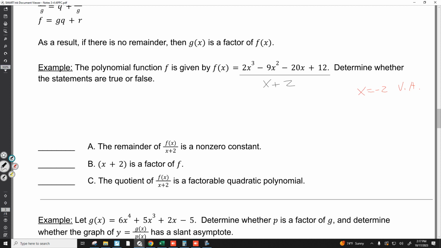Let's go ahead and use some synthetic division and divide. All right. What happens if I divide 2x cubed minus 9x squared minus 20x plus 12 by x plus 2?